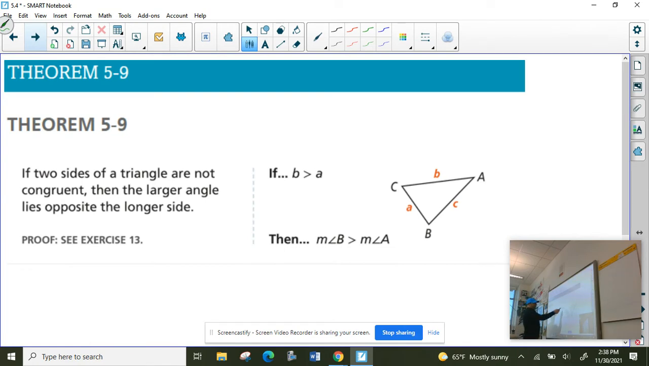And here you go. If B is larger than A, that's what an inequality is, greater than, less than, that's what these are. Well, then angle B is bigger than angle A.